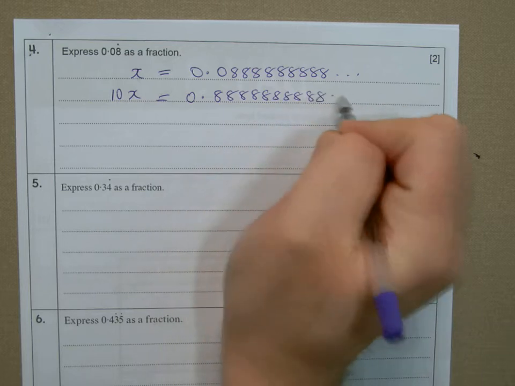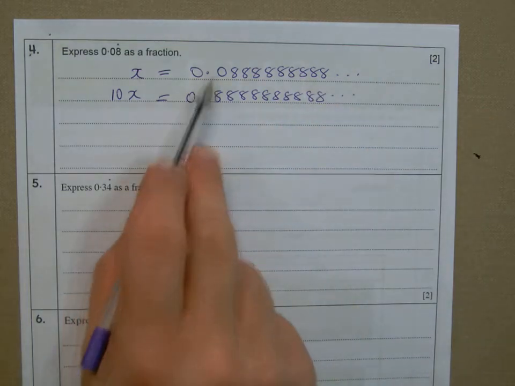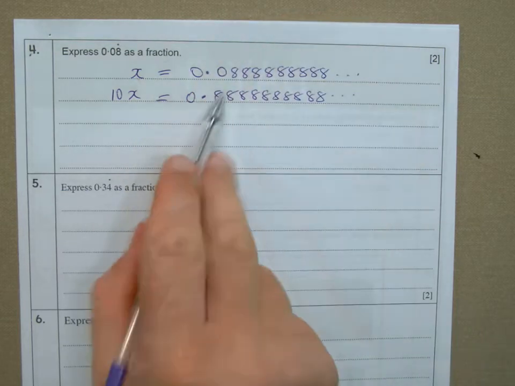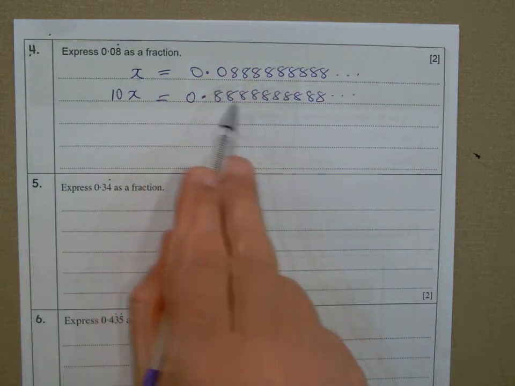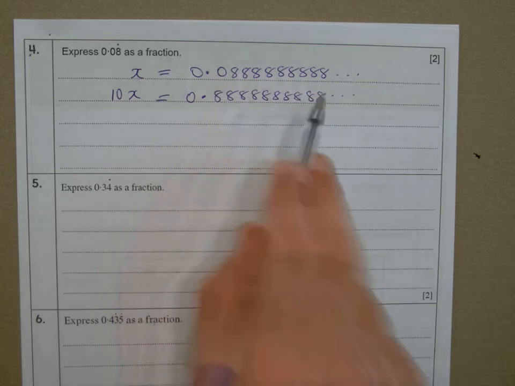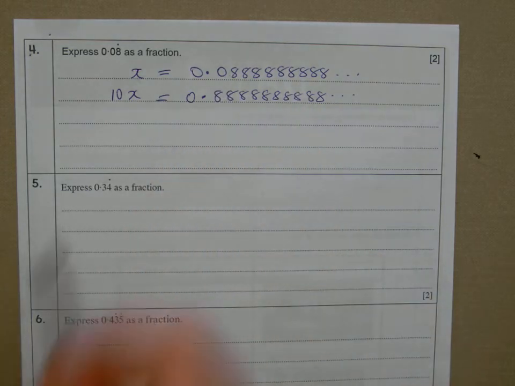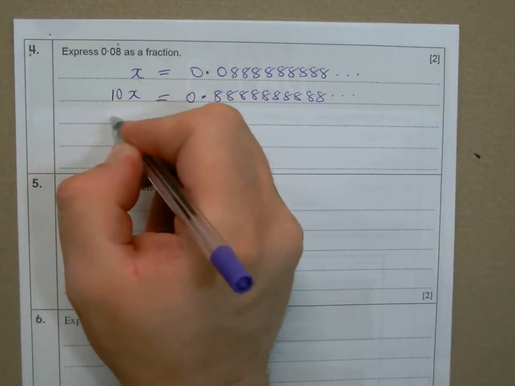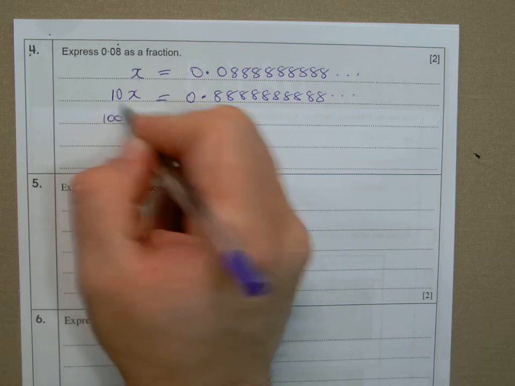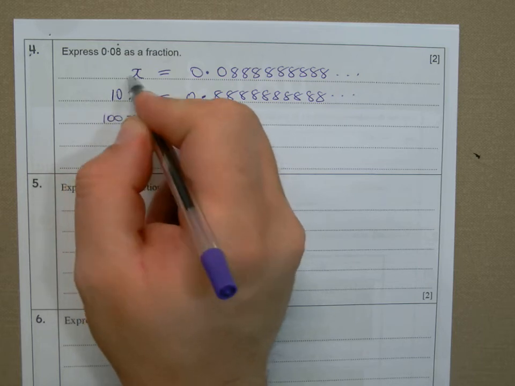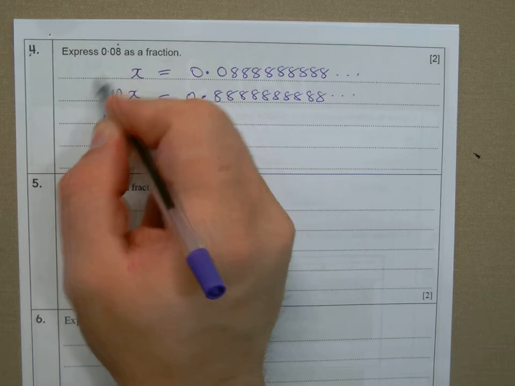Okay, and what I do then is compare them. It's good to line up the decimal points, and compare them to see if they're the same afterwards. They're not quite the same, are they, because this is 0.88888, and this is 88888. So what I do then is times this by 10 again, which will give me 100x, if you think about it. If you times 10 by 10, you get 100. Or you could go to this and times this by 100.